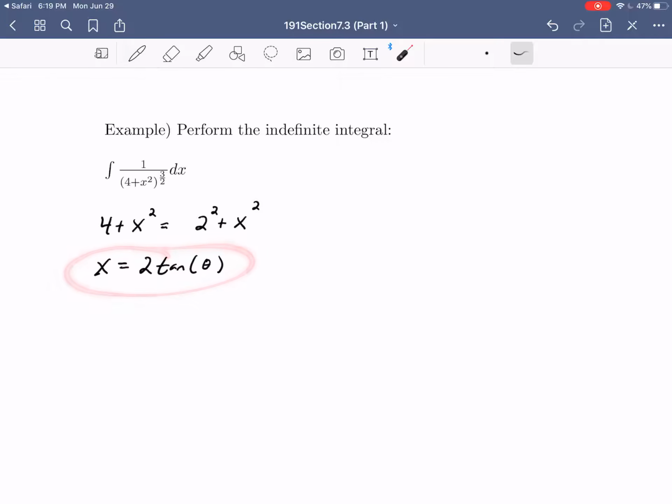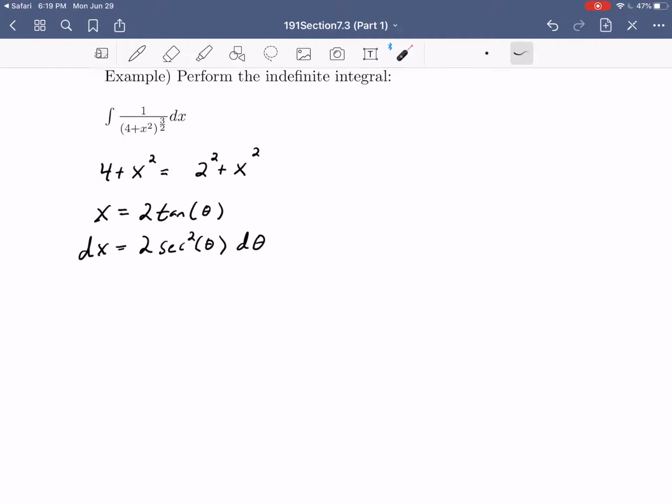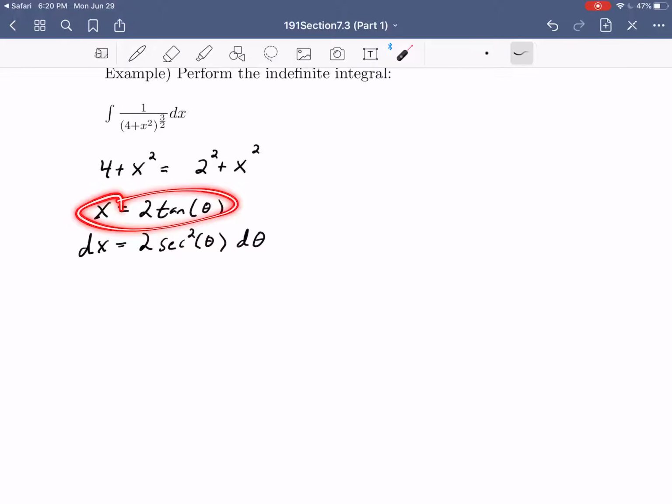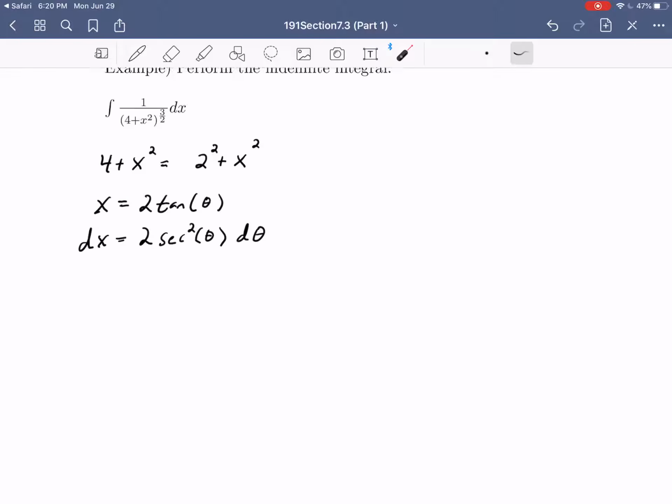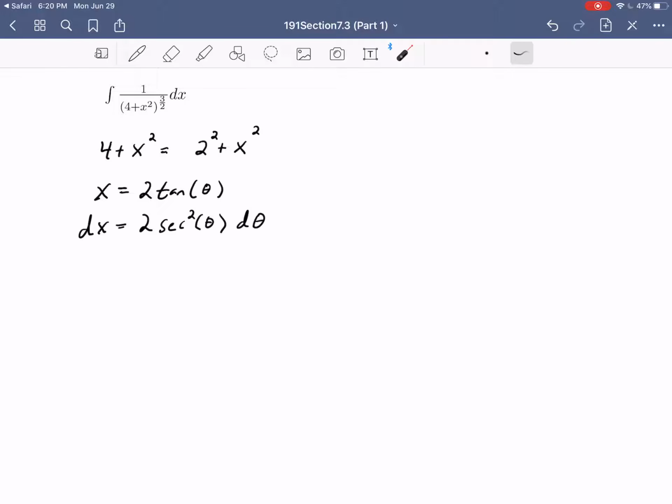Whenever you're doing this, you got to make sure you also substitute for the differential. So we get dx is going to be 2 times the derivative of tangent, which is secant squared theta d theta. Always got to do this. Just like with u substitution, you always have to take care of not only the variable substitution, but the differential substitution.